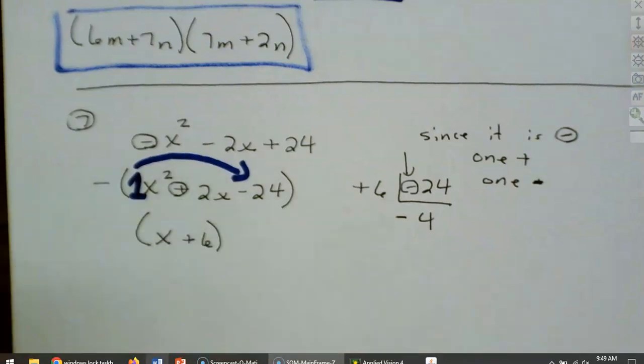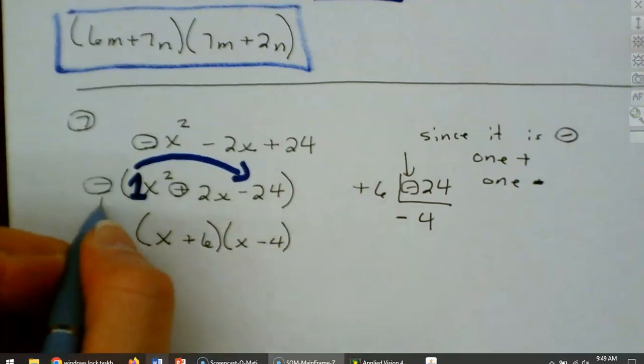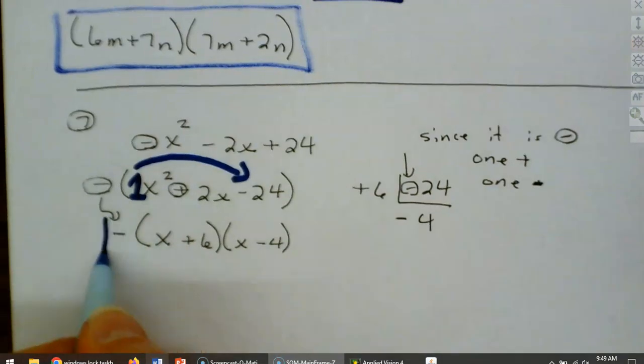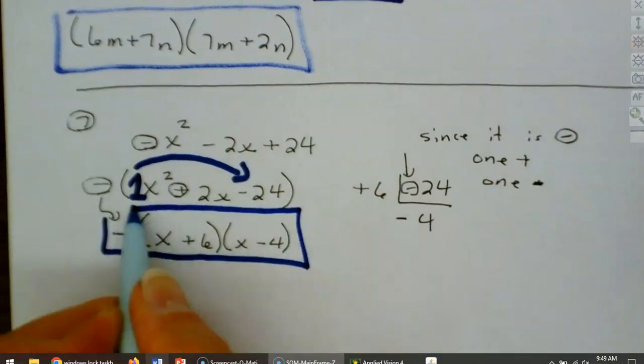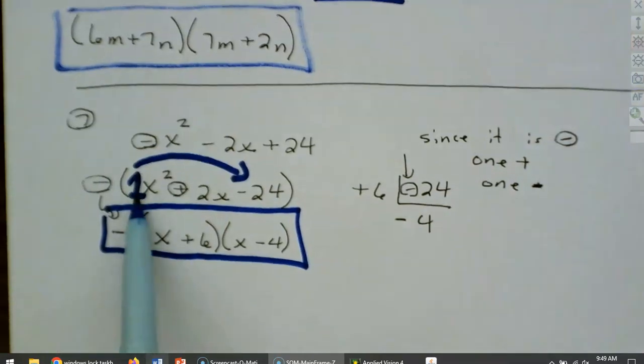And so that's going to be an x plus 6, x minus 4, and you bring down your negative, and there's your final finished answer. We can skip factor by grouping because of the 1 here. Whenever you have a 1 in front, it makes it much, much easier to factor.